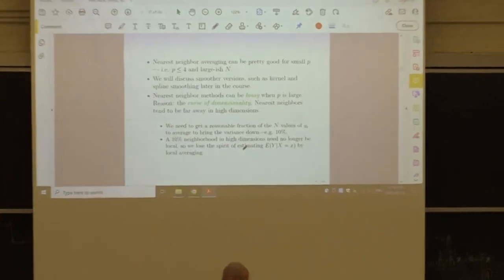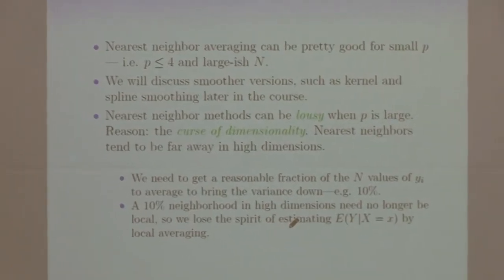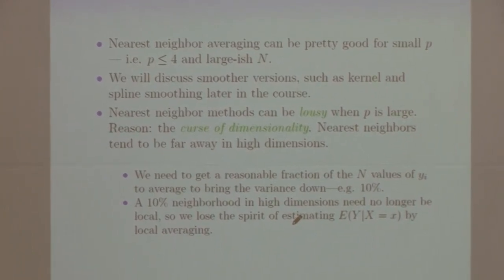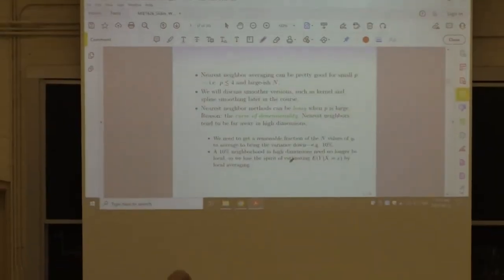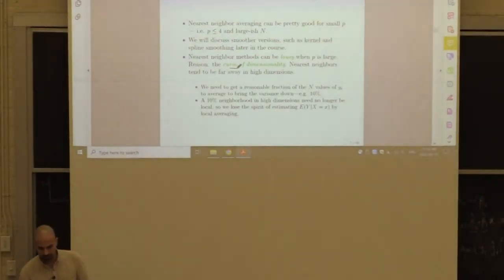This idea is good when the number of predictors is small, like when the number of features or predictors is less than 4. This idea works very well, but when the number of features is more than 4, this idea of local averaging actually suffers from the curse of dimensionality.